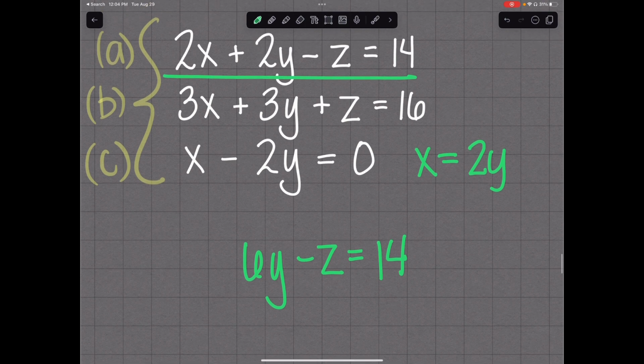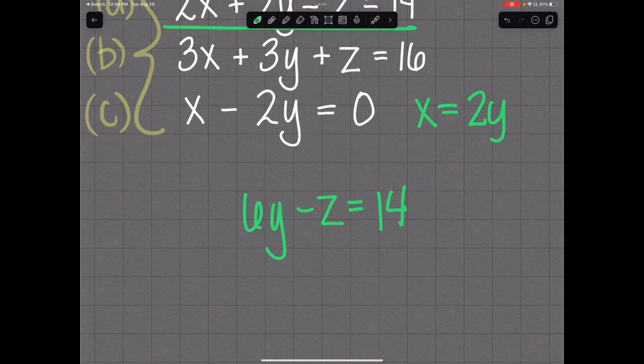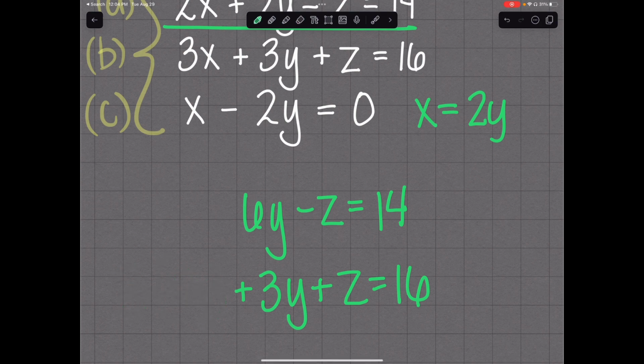Now, what happens when we plug this into B? You will get 3 times 2y plus 3y plus z equals 16. This simplifies to 6y plus 3y, and that simplifies again to 9y plus z equals 16.